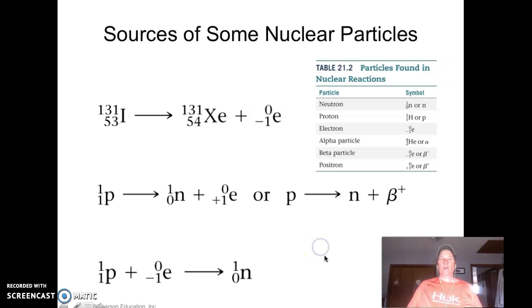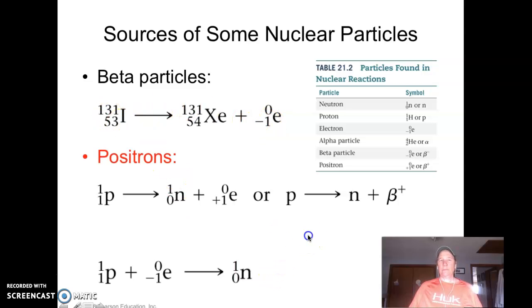Okay, so if you're looking at some sources of nuclear particles, we have the neutron, the proton, the electron, alpha particles, beta particles, and positrons. Here, again, we talked about this one. This is a beta because it's an electron. It doesn't change the atomic mass, but it is going to change the atomic number. So 54 minus 1, 53. Here's a positron. A positron is where they gain a positive electron.